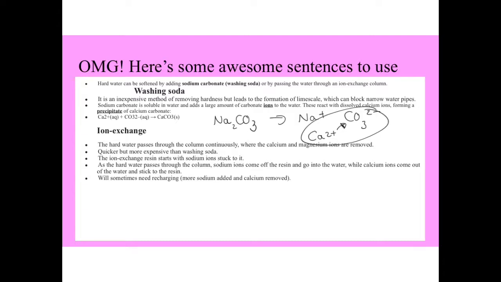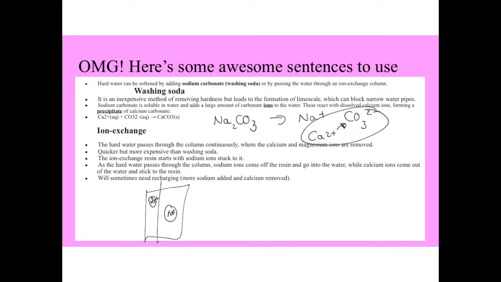Ion exchange then is a little bit more complicated. Hard water passes through the column continuously, where the calcium and magnesium ions are removed. Quicker but more expensive than washing soda. So the same kind of thing. You've got an ion exchange column. There's loads of Na plus ions attached to it.